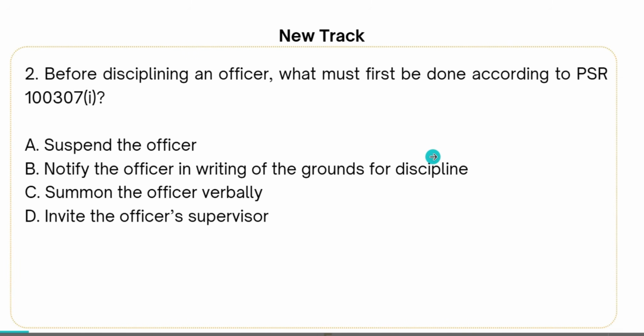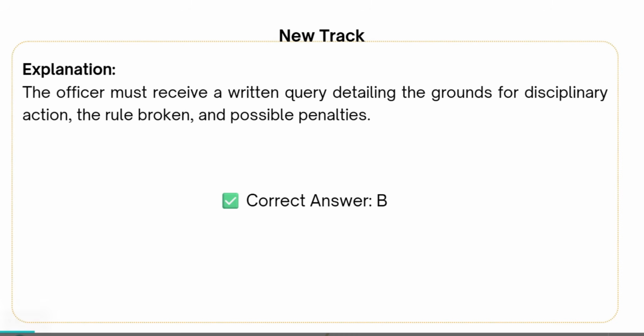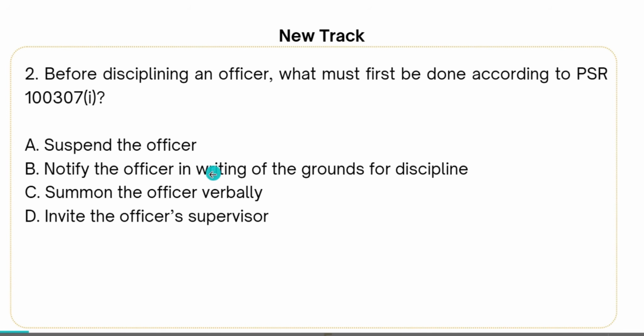Question number 2. Before disciplining an officer, what must first be done according to PSR Chapter 10, Section 3, Paragraph 37I? A. Suspend the officer. B. Notify the officer in writing of the grounds for discipline. C. Summon the official verbally. And D. Invite the officer's supervisor. The right option is option B, notify the officer in writing of the grounds for discipline.